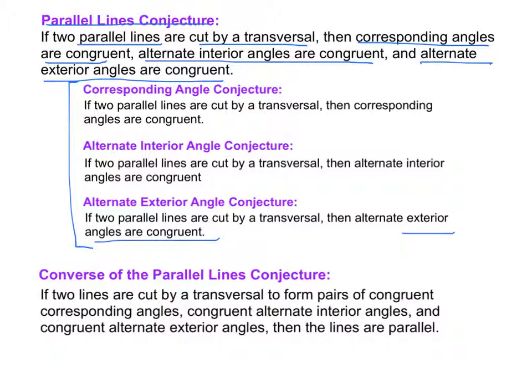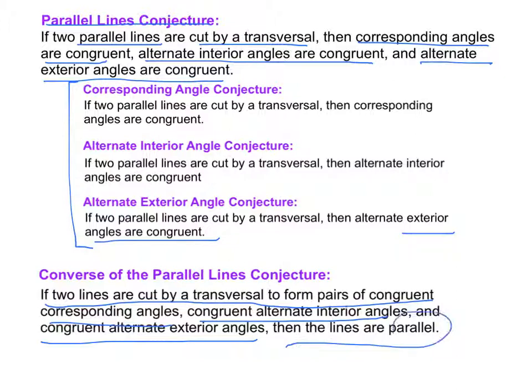And then we have the converse, which says that if two lines are cut by a transversal to form pairs of congruent corresponding angles, congruent alternate interior angles, and congruent alternate exterior angles, then we can conclude that the lines are parallel. So now we're going to move on and see this in an example diagram.